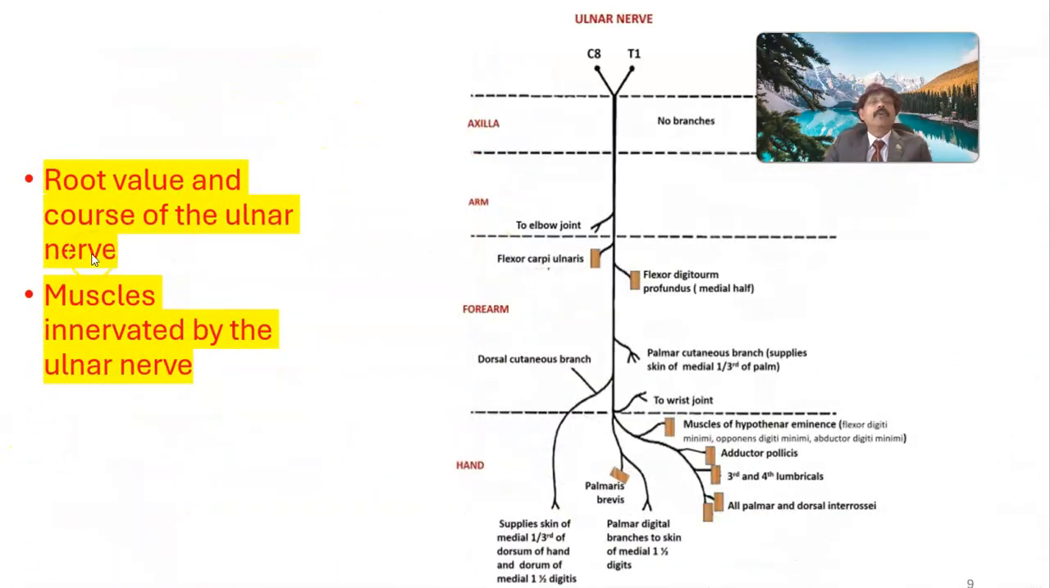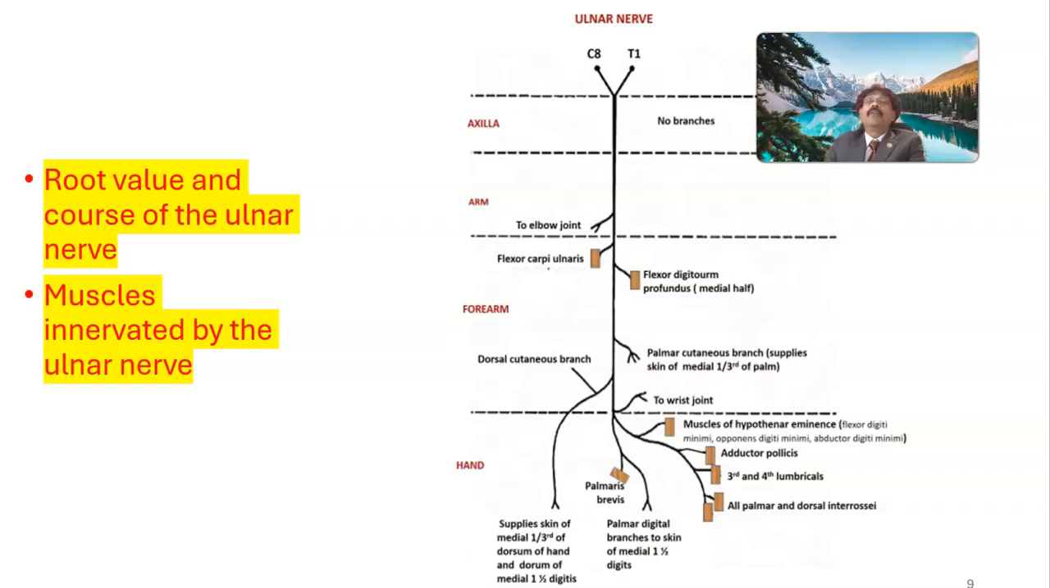Okay, root value and course of the ulnar nerve. Ulnar nerve root value C8, T1. It may get a contribution from C7 partly. Okay, so these are the muscles innervated by the ulnar nerve. Ulnar nerve innervates the hypothenar muscles. Median nerve innervates the thenar muscles. Okay, so we have to know that part. And the ulnar nerve also innervates all four dorsal interossei and all three palmar interossei. Ulnar nerve innervates the medial two lumbricals.